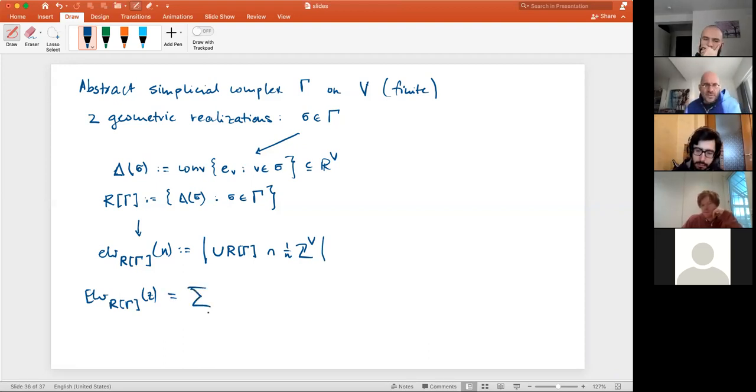I can think of my simplicial complex as the disjoint union of the relative interiors. So if I write the support of my geometric simplicial complex as a disjoint union of the relative interiors, then I'm just summing the Ehrhart series, right? I'm summing the Ehrhart series of the interiors.